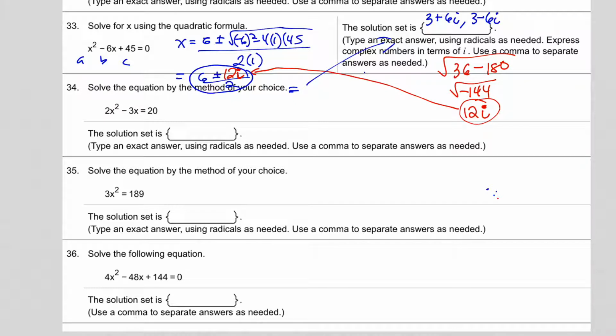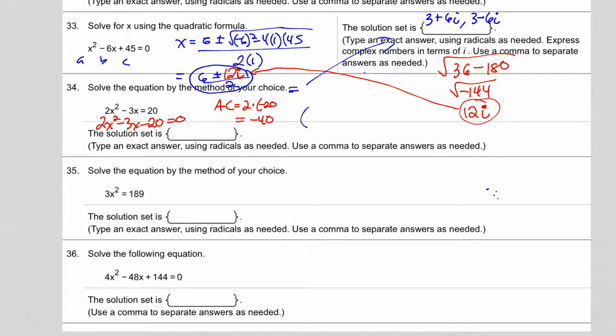Okay, the next few are basically just solve it however you want. And of course, this is on the computer, that's an online test, so you can do basically whatever you want to do there. So what I'm going to do is the sneaky ninja factoring, which starts off with a times c. First of all, this is 2x squared minus 3x minus 20 equals 0. So my AC is 2 times negative 20, which is negative 40.